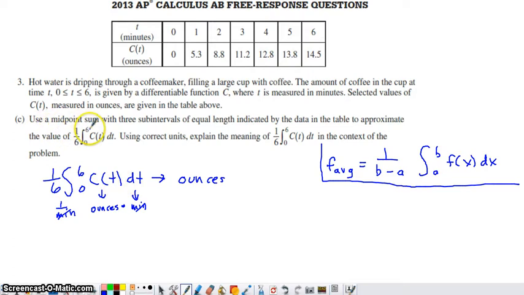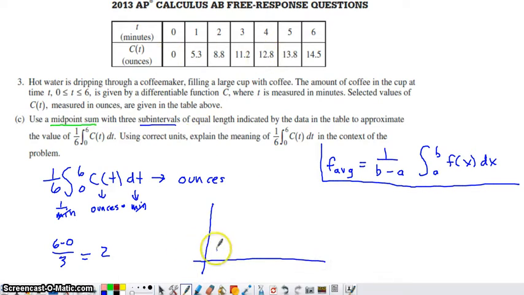It says use a midpoint Riemann sum, 3 subintervals, equal length, indicated by the data in the table to approximate the value. The data in the table and our integral goes from 0 to 6. If we want to cut the interval from 0 to 6 into 3 pieces of equal width, we're taking something of length 6, dividing it by 3, and the width of each piece is going to be 2. If we plot the ordered pairs that the table suggests would be on c of t, we're going to have a point at 0, 1, 2, 3, 4, 5, and 6.